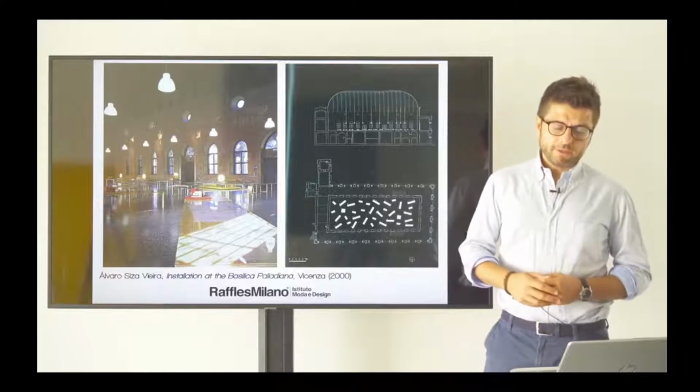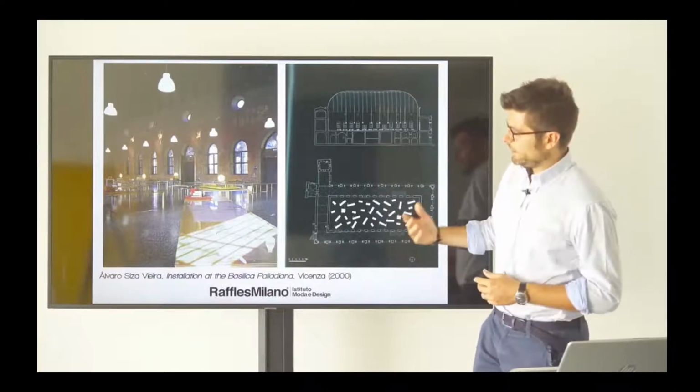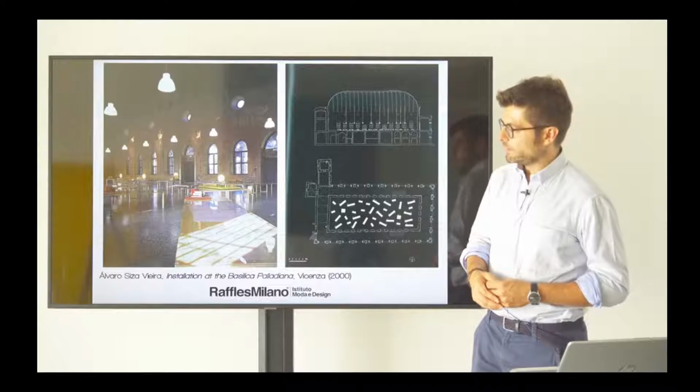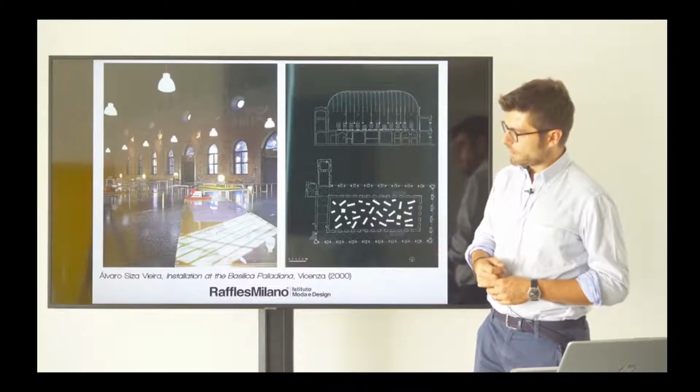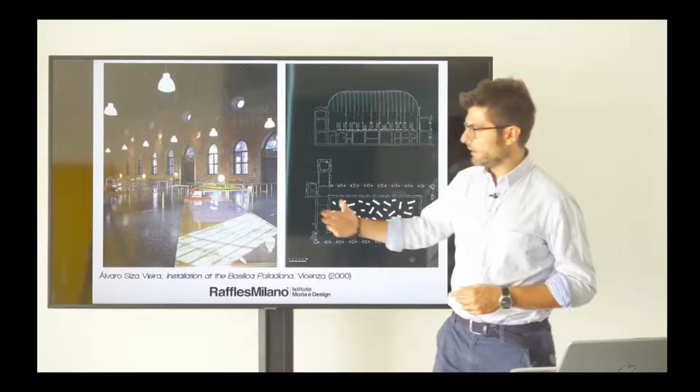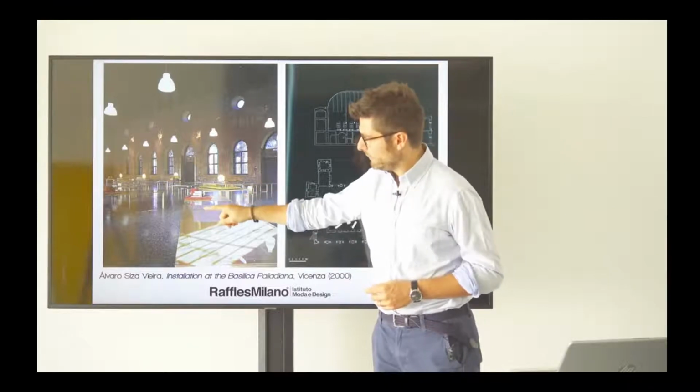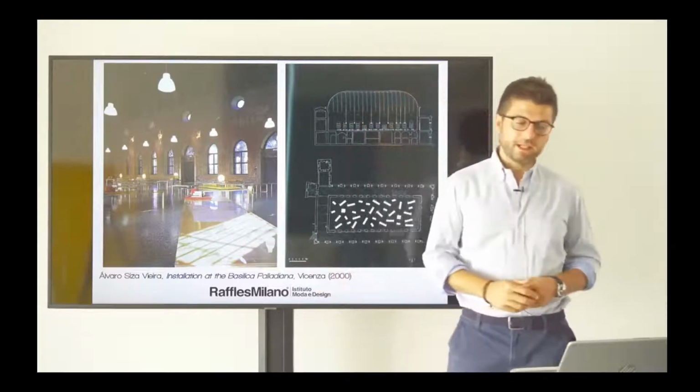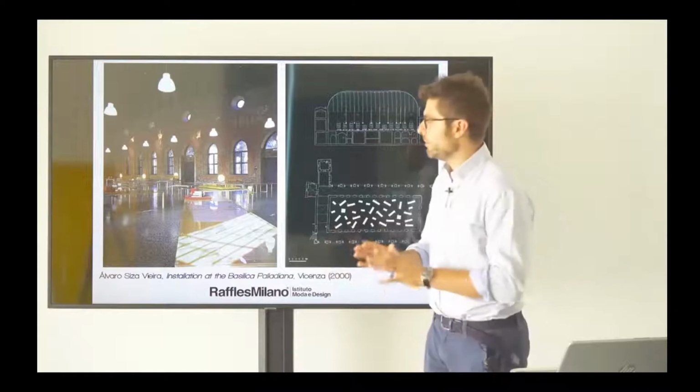What about the materials? Álvaro Siza Vieira is an architect who loves to work with traditional materials like wood, and here we see them in the way the tables are made. The tables where, again, the models and the drawings are then laid. And in the end, the light.